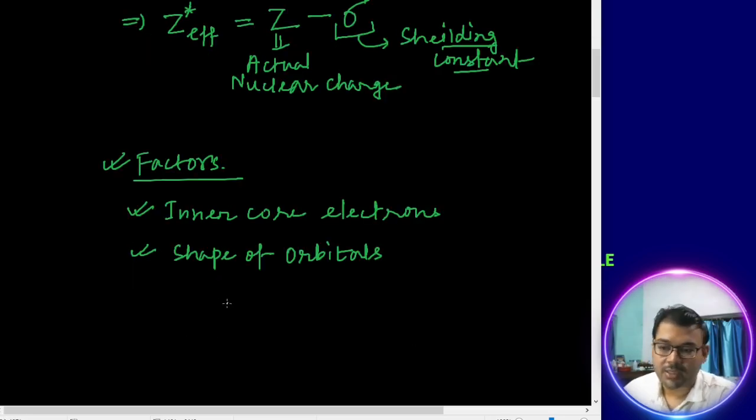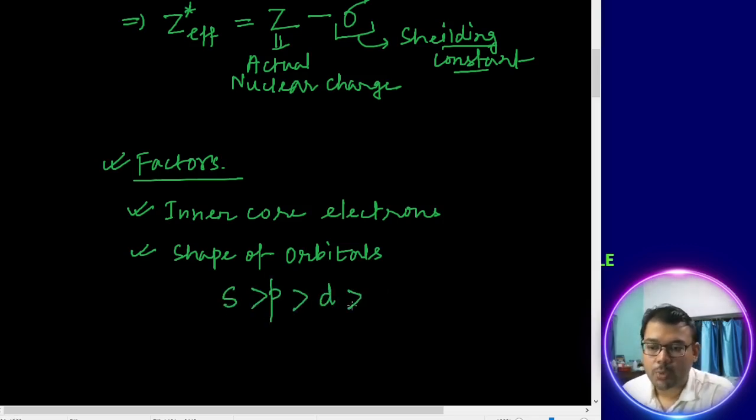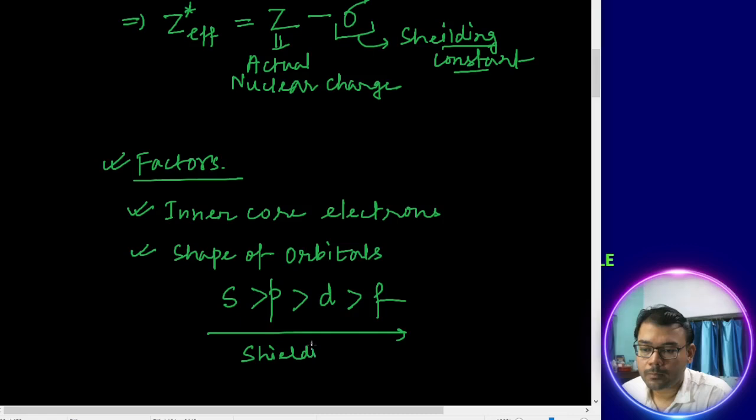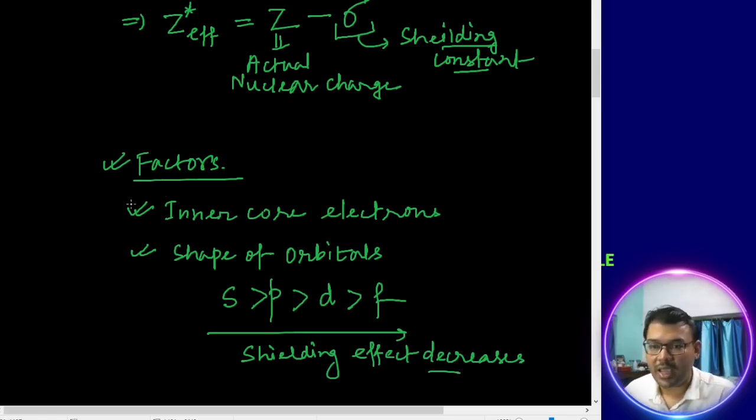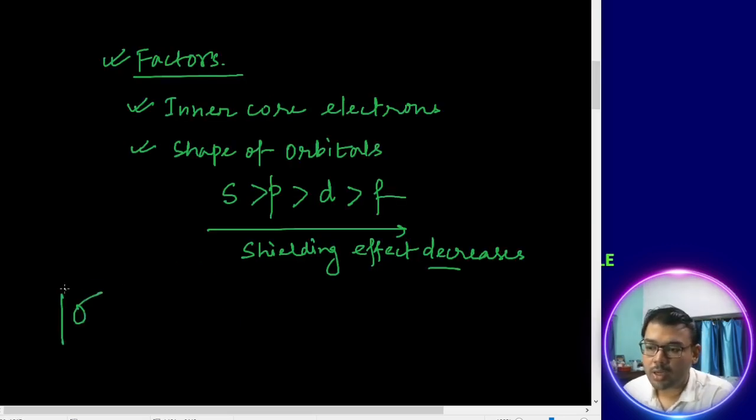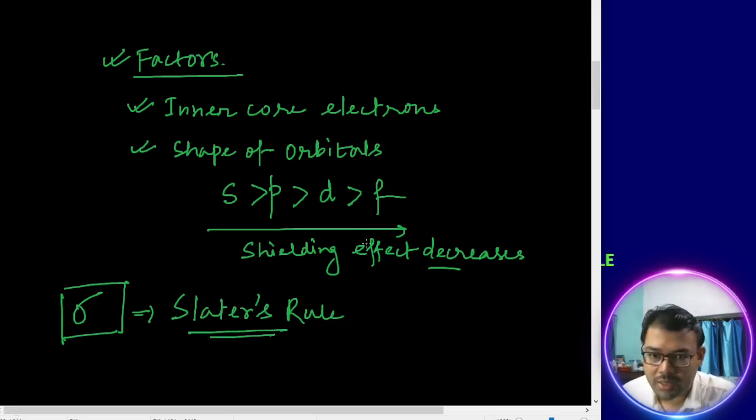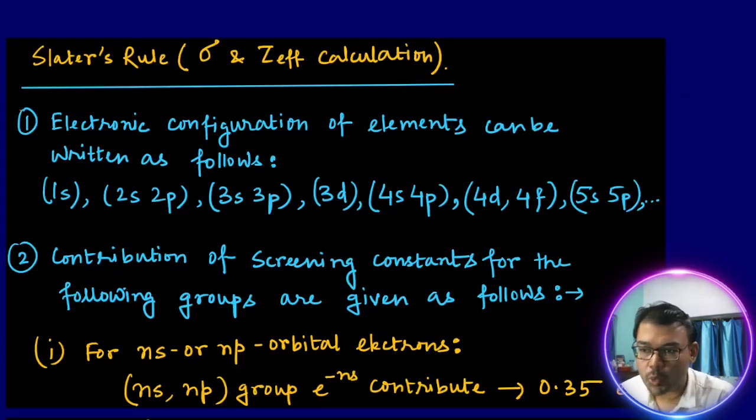So the shielding effect of s orbital is greater than p orbital, and p orbital greater than d orbital, and d orbital greater than f orbital. So in this way shielding effect decreases. These are the governing factors of shielding effect. Now we need to know the shielding constant. So how can we calculate the shielding constant sigma? It is calculated by Slater's rule. What are the rules? We need to understand the rules. So now Slater's rule, that is the calculation of sigma, is governed by some rules.